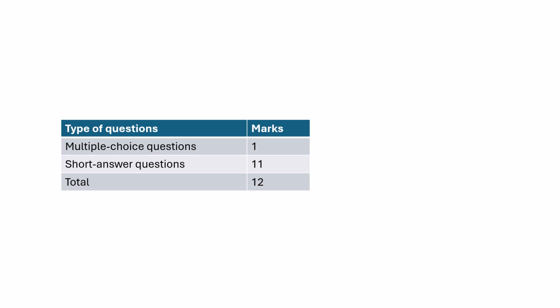In spectroscopy analysis, one multiple-choice question is worth 1 mark, and one short-answer question is worth 11 marks. The overall score for this section is 12 marks. With a total possible score of 120 points, the percentage for this section is 10% of the total score.